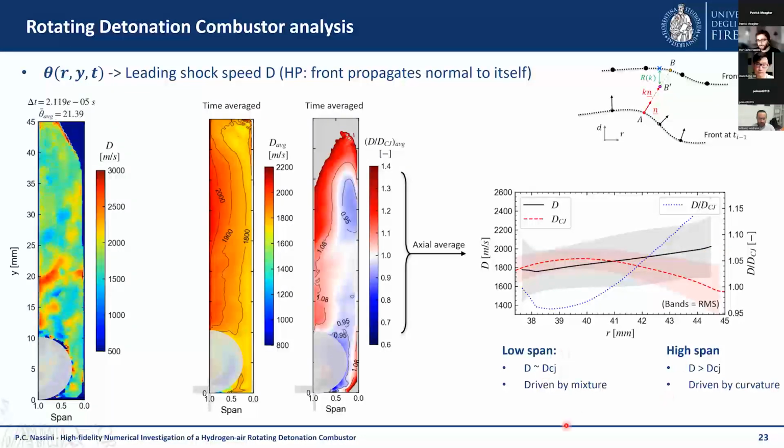This leads us to say that the propagation of the front is driven both by the mixture state and the curvature, because in the inner wall we have an agreement between the speed of the front and the speed that the front should propagate, so the CJ speed, while at high span we don't have this agreement with the CJ speed, while this high speed at the outer wall is only due to the curvature of the front.